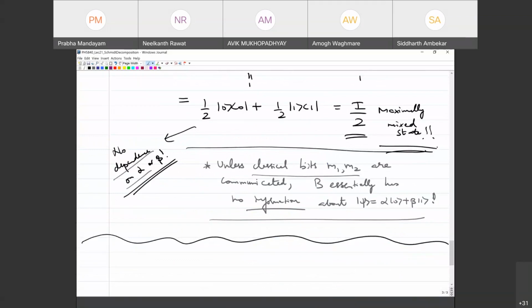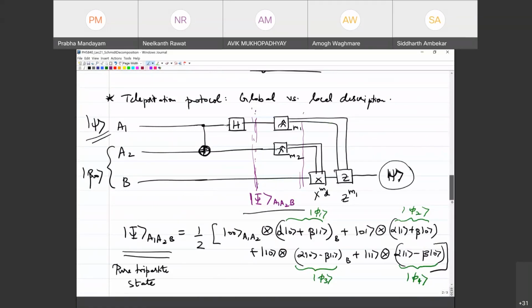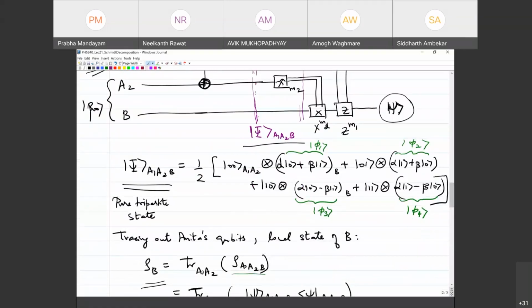If A does communicate the measurement outcome, then what happens? Look at this tripartite state. A essentially is telling B that, hey, I collapsed down to 0, 0. Well, then B knows that he has collapsed to alpha 0 plus beta 1. If A says, hey, I have collapsed to 1, 0, then B knows that he has collapsed to the state which I called phi 3. Do you understand? Does that answer your question, Neelkanta? Yes, ma'am.